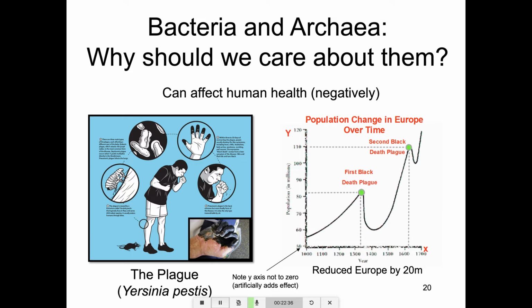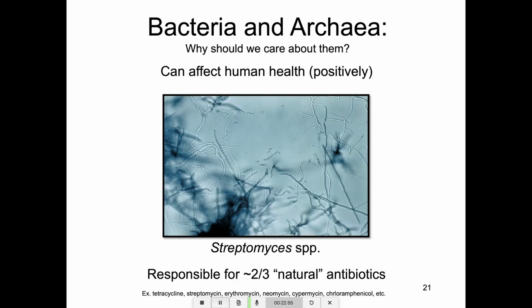I should point out that this y-axis doesn't go to zero, so it makes the effect look a lot bigger than it is. It looks like you lost about 75% of the population, but really this is just 25% of the population. But it doesn't lessen the point that this has some serious negative effects on human populations.